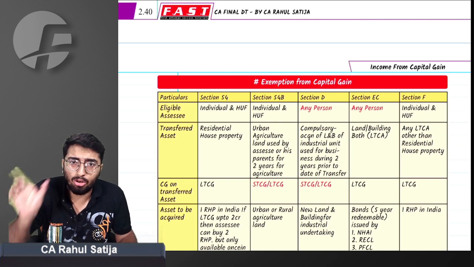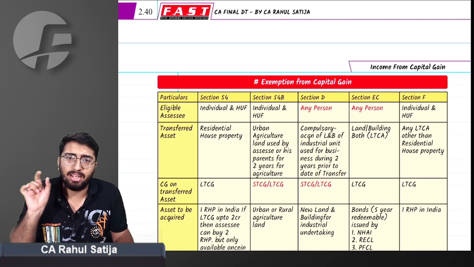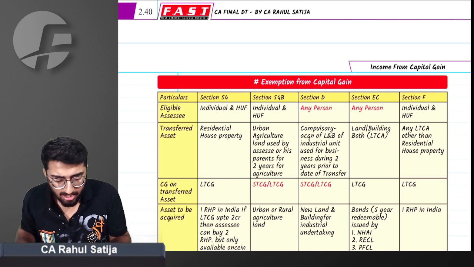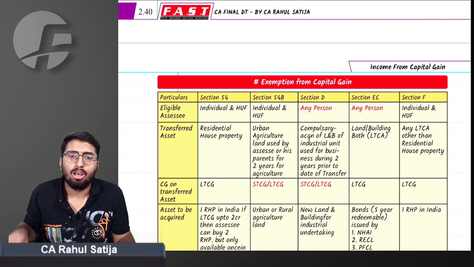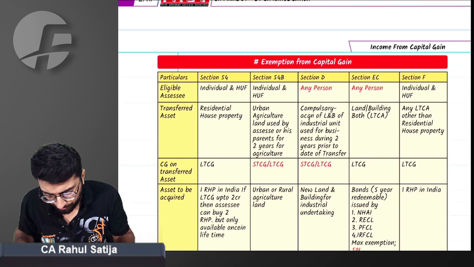Any deduction made below gross total income will be a deduction. It will not be treated as exemption. There is a minor difference. Here we are studying exemptions from capital gain. What all exemptions are available? Let us understand one by one.